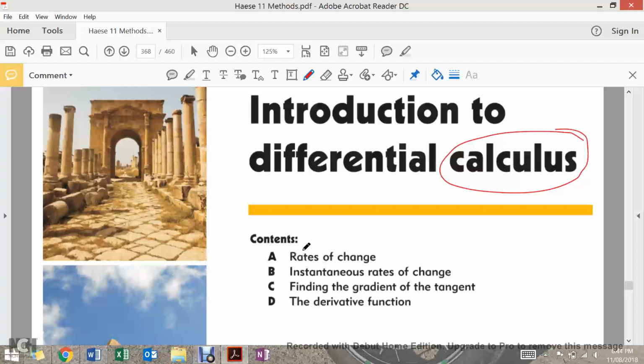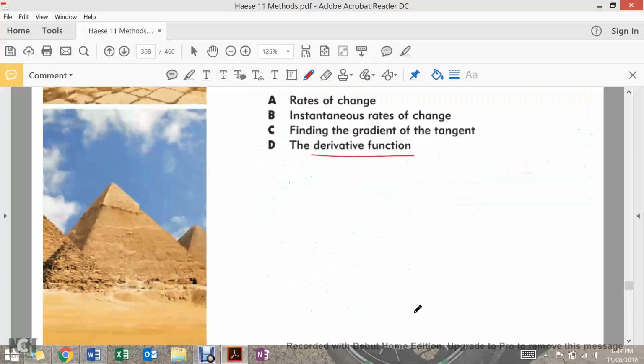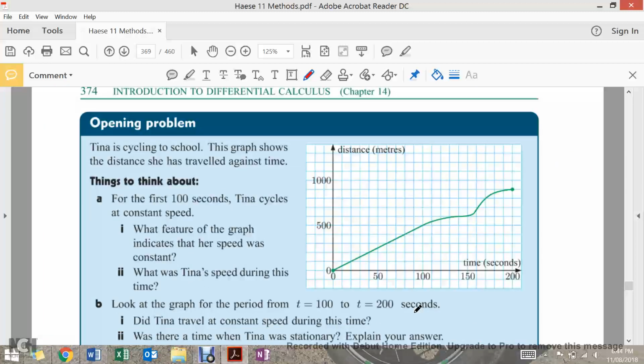So what we'll be covering are rates of change, so the rates of things happening, instantaneous rates, finding the gradient for a tangent, and then last of all, the derivative function, what a derivative function actually is. So without further ado, we're going to jump straight on into it.